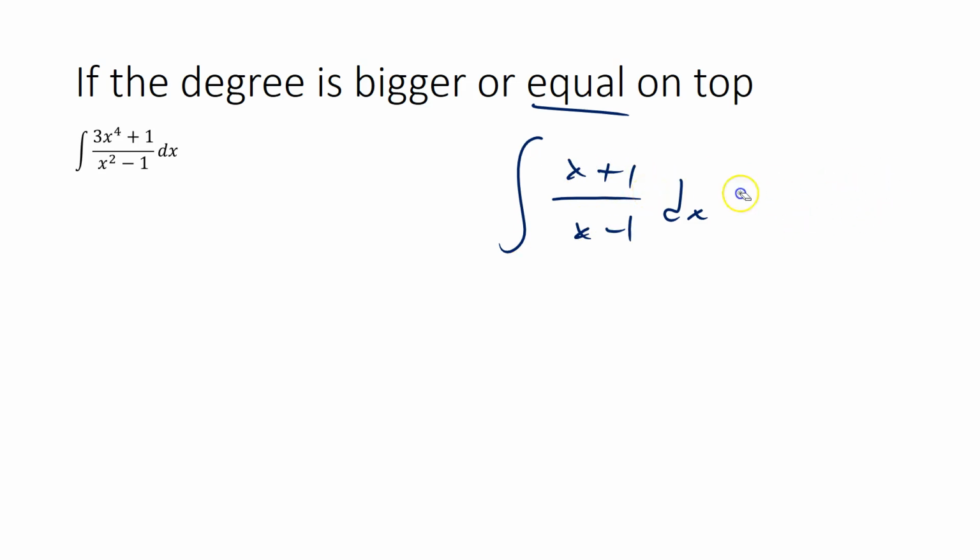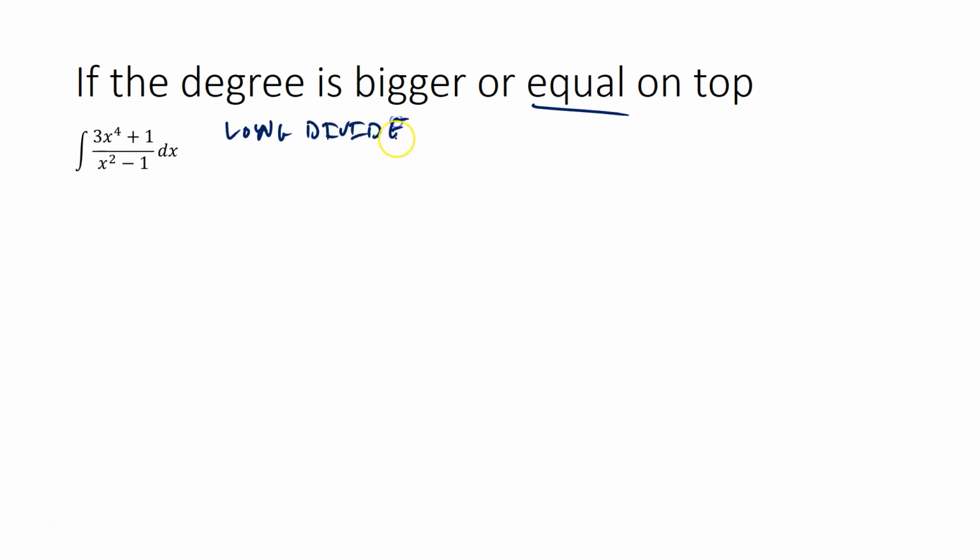But if the degree is bigger on the top, we can't do partial fraction decomposition right away. What you do is long division. This doesn't come up very often, but we have to do it because AP could give it to you. I've never seen one, but it could happen. So we're going to long divide first, and then we're going to do PFD on the remainder. And you'll see why that's essential later.